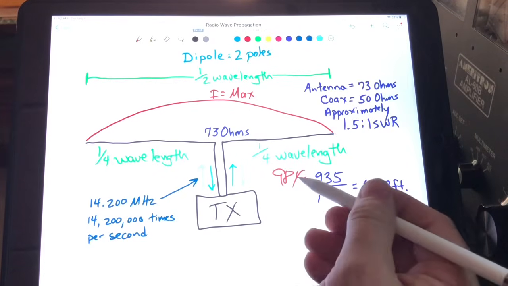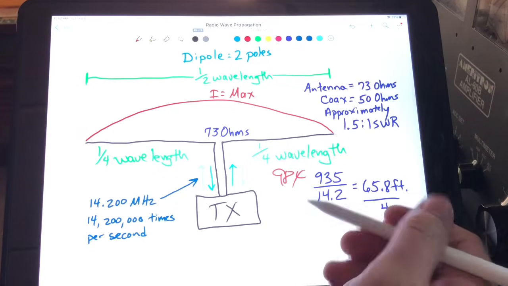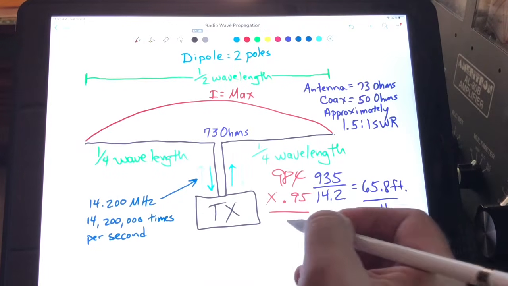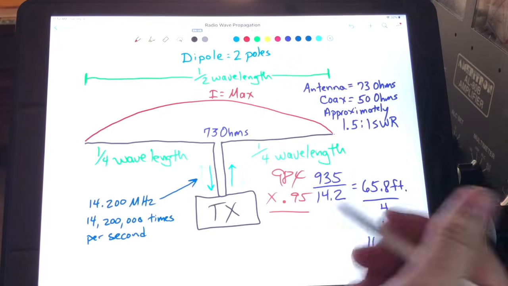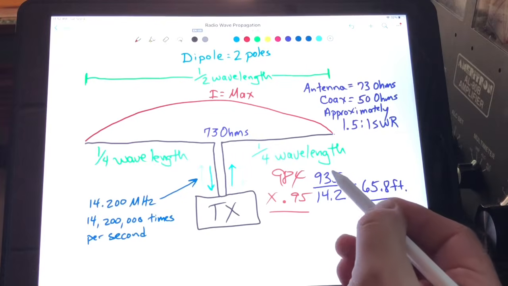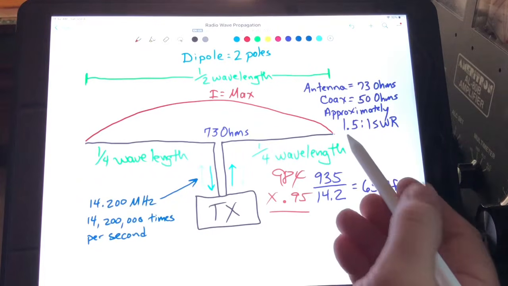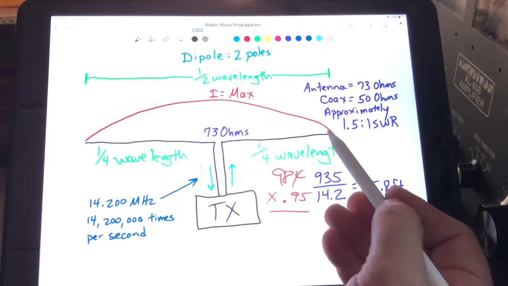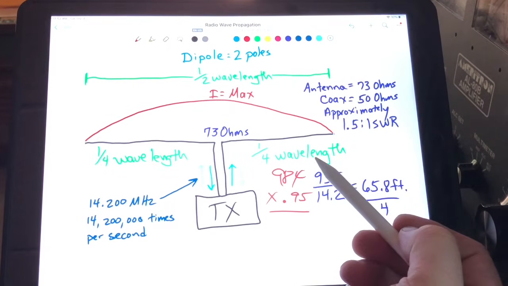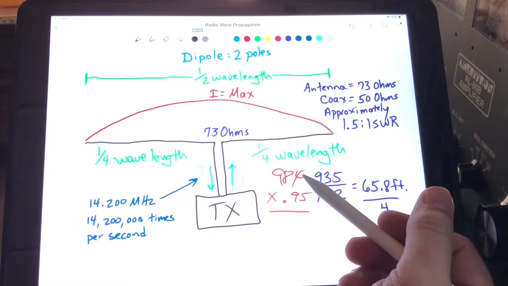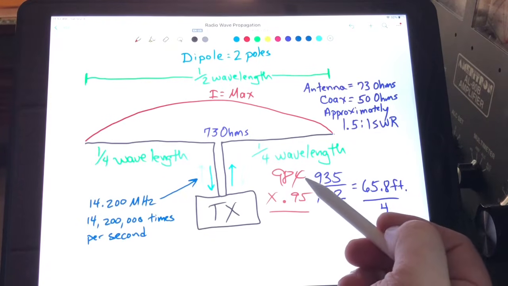Okay, but if you take 984, multiply it times 0.95, that will give you roughly 935. It's 934.8. And what that's doing is adjusting your formula for end effect, realizing that electrically this wire is going to look about 5% longer than it really is. Honestly, when you put a dipole up, surrounding objects are going to affect your match as well. So there's always a little bit of adjustment.